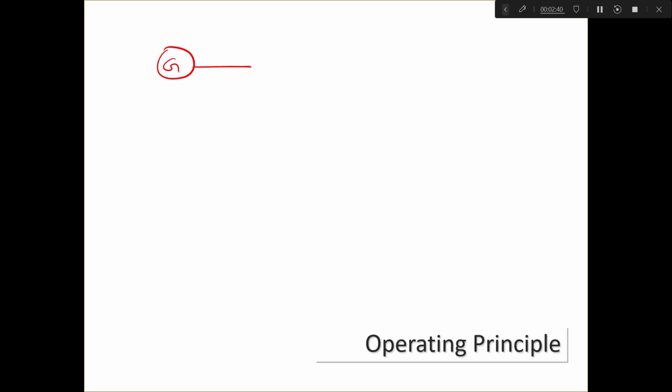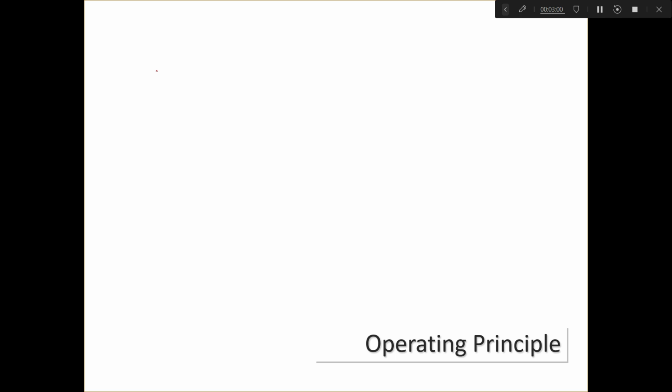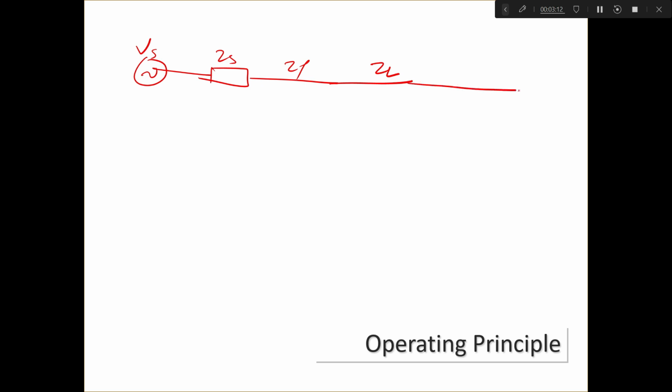Also, you must be aware that whenever there is a fault on a transmission line, suppose this is your generator, along with this your generator transformer, then your transmission line. After that transmission line, you will have another transformer over here, then the distribution lines, and finally the load centers. In simple terms, you can write this as a voltage source with the source impedance ZS, then the transformer impedance ZT, then the transmission line impedance ZL, then the distribution transformer and the load. So this is the general configuration.